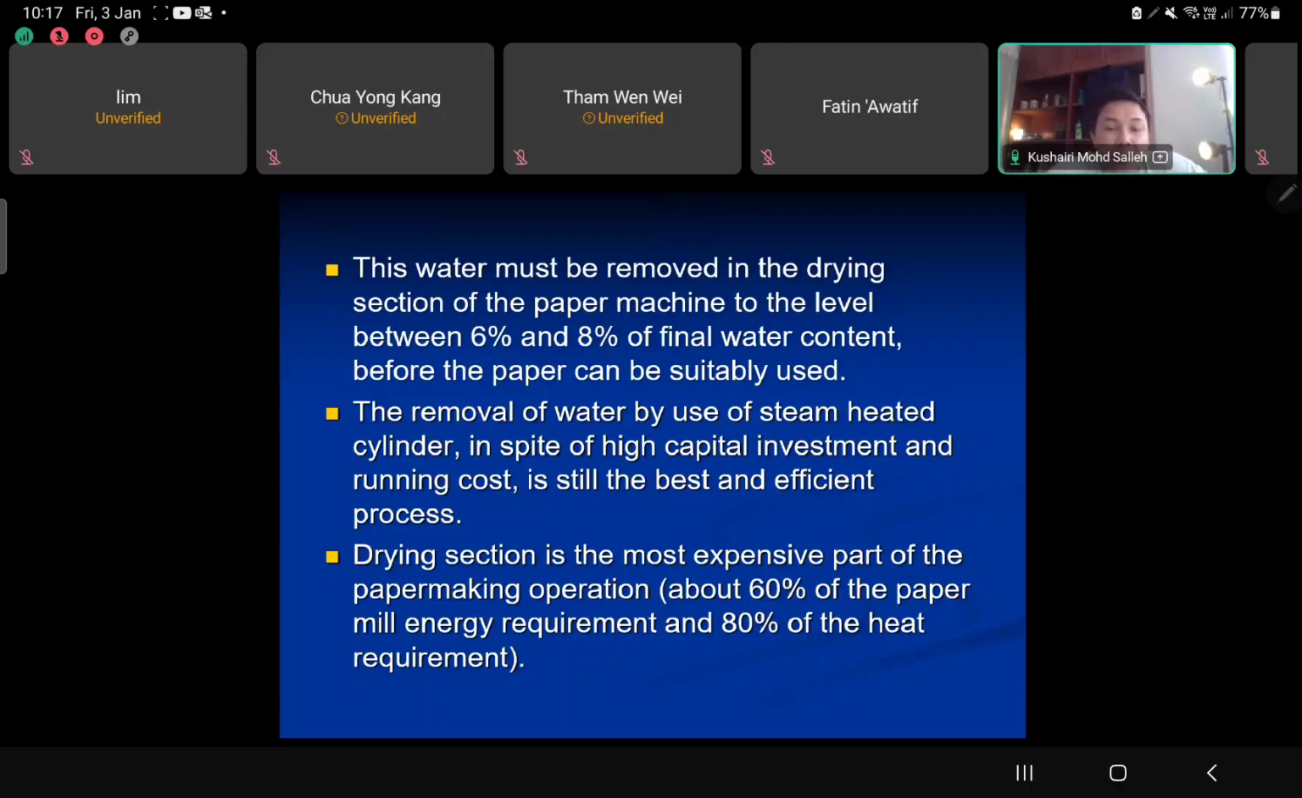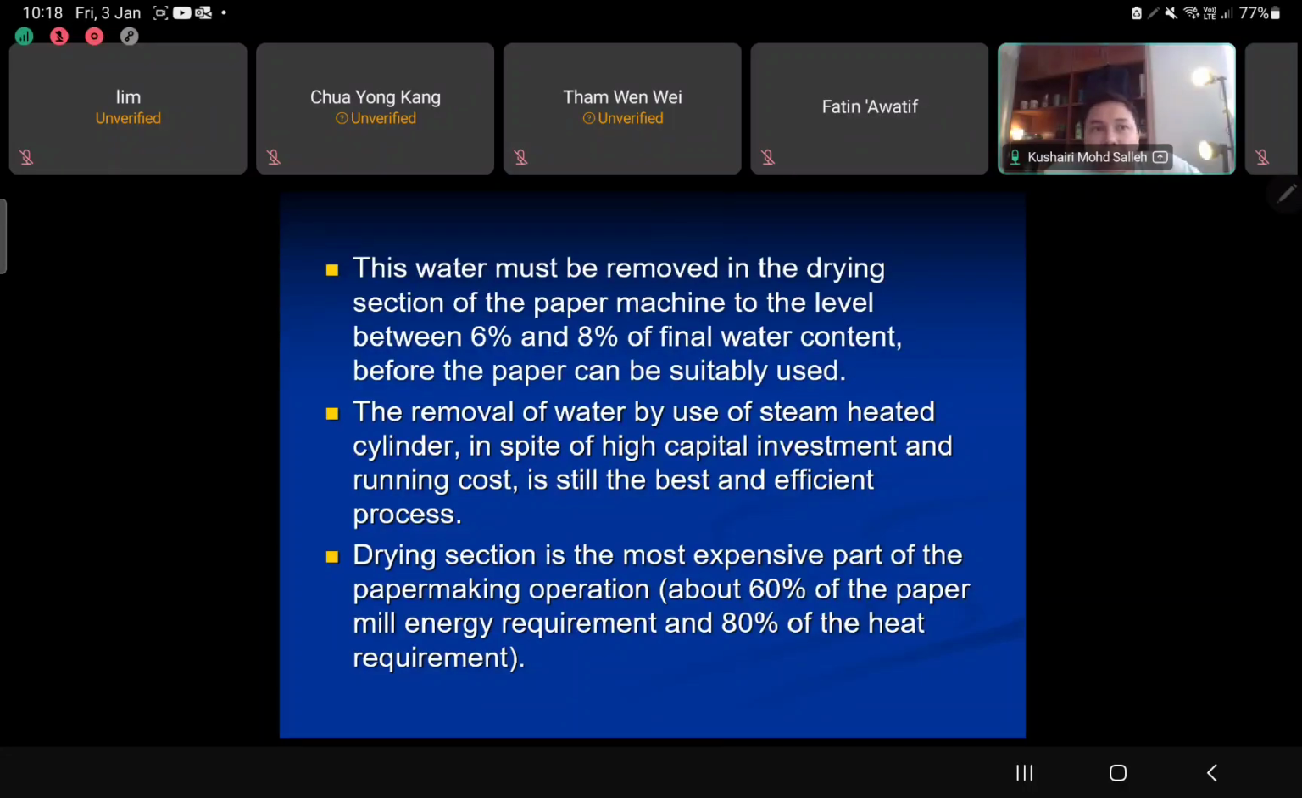So the drying section is the most expensive part of the paper making operation. That's why we need to remove the water, okay? About 60% of the paper mill energy requirement, almost equivalent to the total moisture content in the web. So if we can reduce the water during the pressing and forming as much as possible, basically we can reduce energy consumption in the drying process.